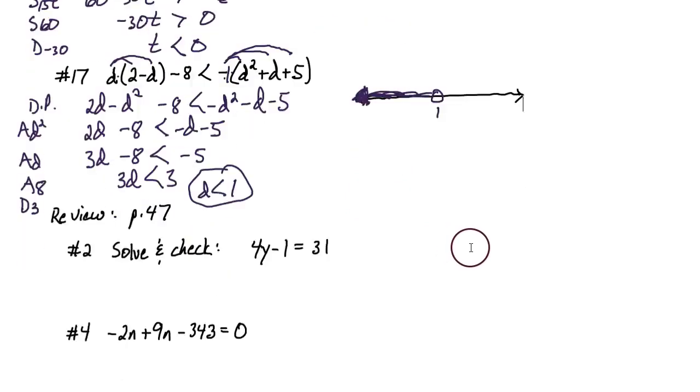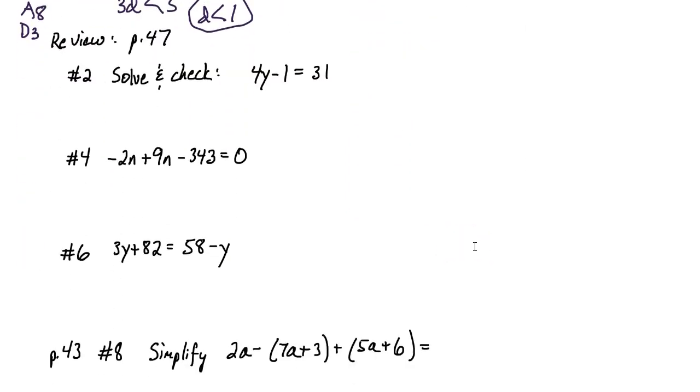For the review assignment, we're going back to page 47 where we were learning about equations instead of inequalities. For number 2, we're going to solve and check. So let's solve for y. First, add 1 to both sides. That's 4y equals 32. Then divide by the 4. So that's y equals 8.